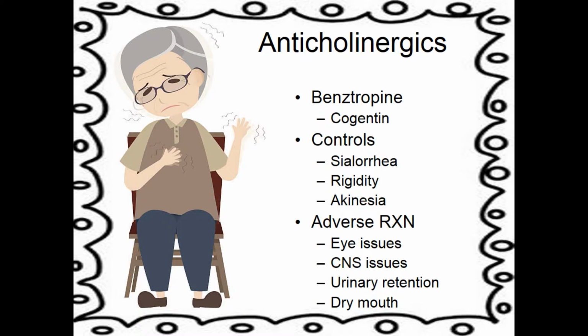Anticholinergics. The one that we're going to talk about is Cogentin. It controls sialorrhea, and that is excessive salivation. Think about diarrhea, but with saliva. It also helps with rigidity and akinesia. Adverse reactions include eye issues, CNS issues, urinary retention, and dry mouth.